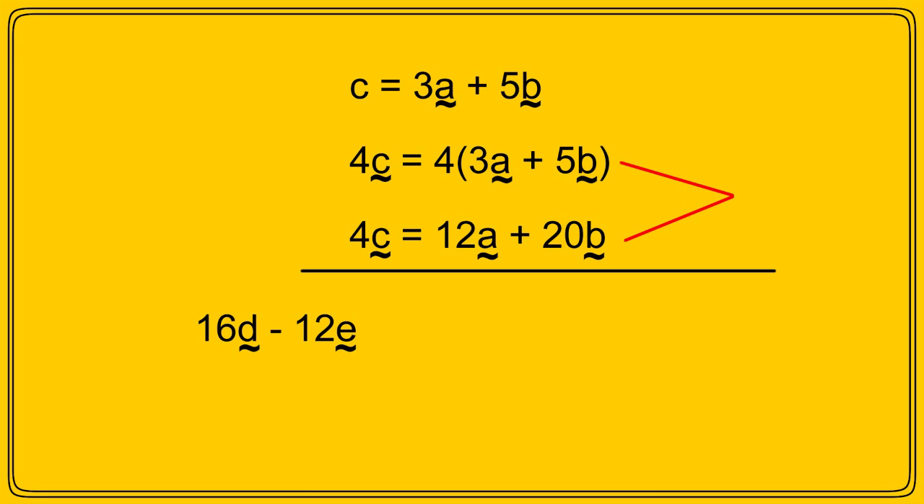Similarly, if we are given a vector combination such as 16d minus 12e, where d and e are vectors, we can take out the common factor 4 and write 16d minus 12e equals 4 into 4d minus 3e. As before, this is the sort of thing we're used to doing with normal algebra. So let's use this idea in an example.